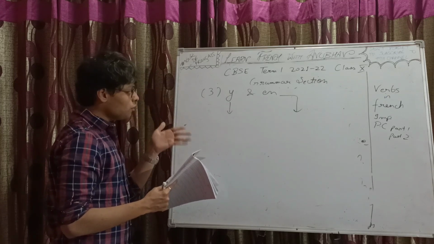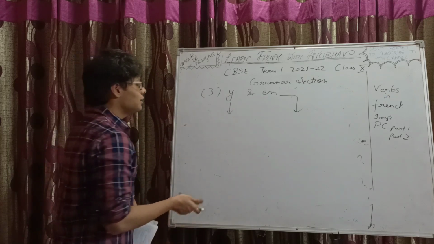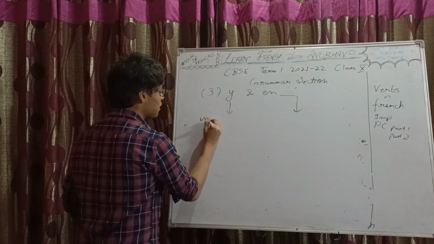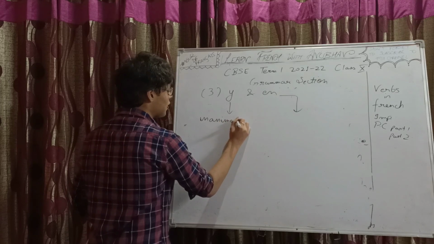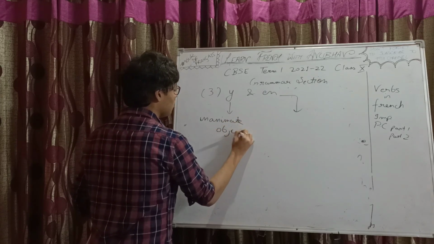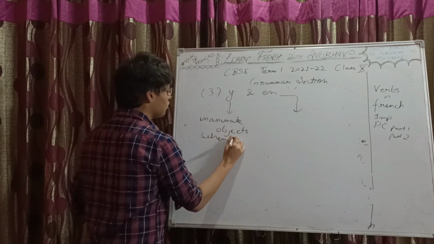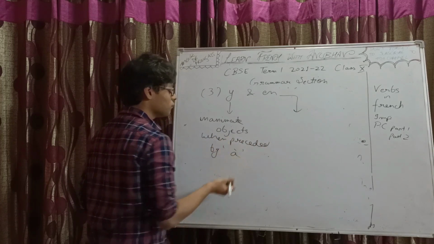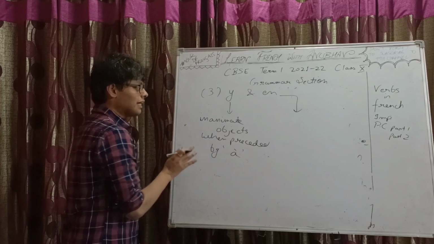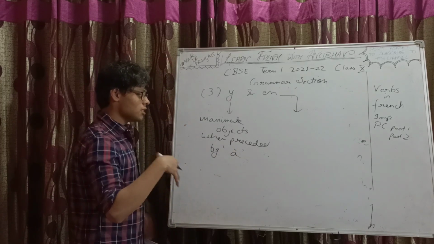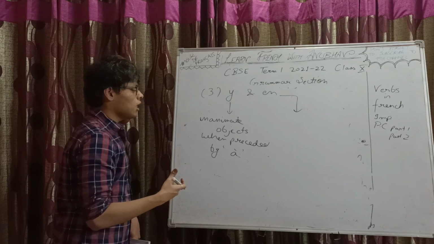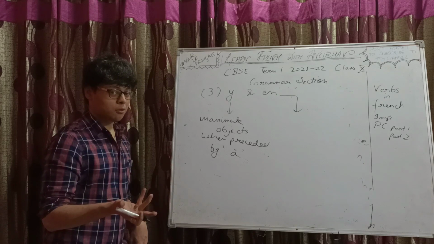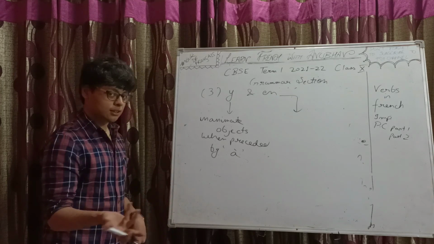Now, when to use these? That's the question. So, Y, pronounced as Y, is used for inanimate objects when preceded by the preposition à. First case is this. For example, je pense à mon examen. I think about my exam. So, j'y pense, right?